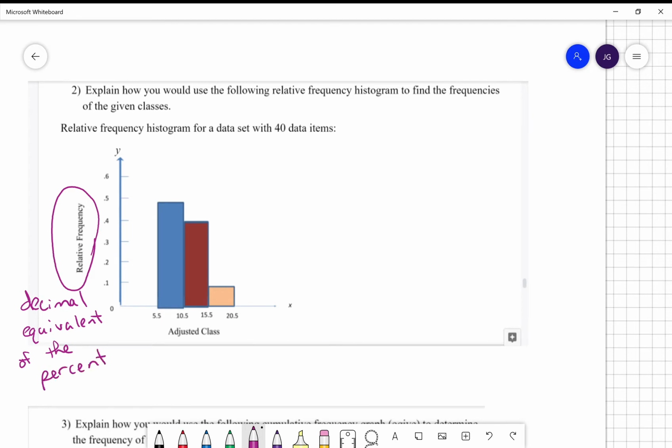So in my first class, the blue bar, that is at 0.5, which is 50%. So I am going to take my decimal 0.5 times 40, and that will give me that I have 20 items in the first set. Actually, I should have done that in blue. I'll try to match up my bars as much as possible. So I'm going to take the decimal times the number of items, in this case 40, and that tells me how many items are in the first class.